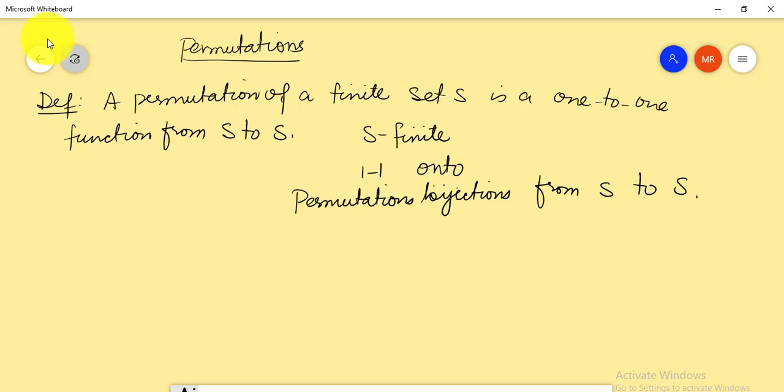That is, a permutation maps each element of a finite set S to an element of the same set in such a way that each element of the set is used exactly once as an image. For example, we can illustrate this with an example.